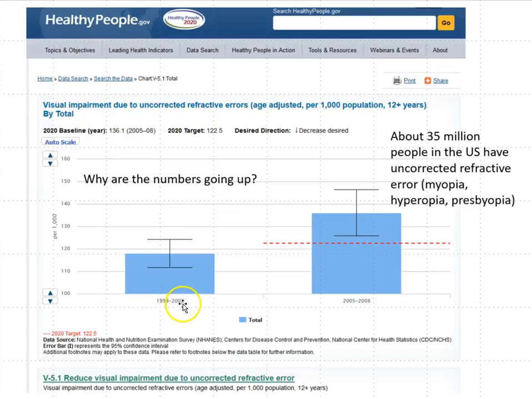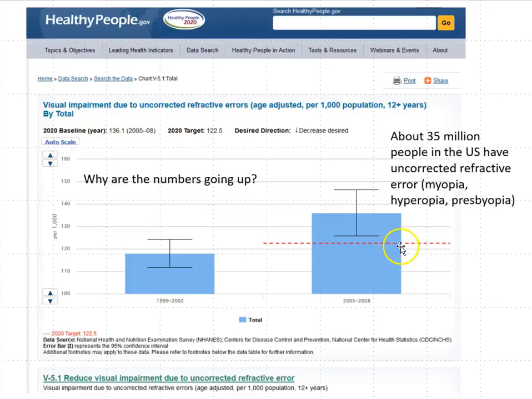And as a result, they have pretty good estimates. You can see in 1999 to 2002, they had about 118 cases of refractive error per 1,000 people in the population. This has increased to around 136 refractive errors per 1,000 people in the population in 2005 to 2008. And their goal is to bring it down to 122 by 2020.